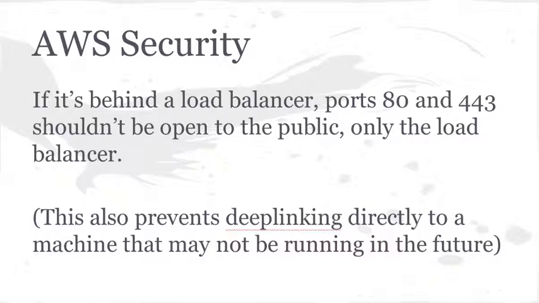One other thing here is just a common mistake that I've seen. It's not necessarily a mistake, but it's I guess a best practice. If you have a machine and it's behind a load balancer, it should not have port 80 or 443 open to the public. The only thing that needs to access that resource is the load balancer. So you should only allow inbound traffic to those ports from the load balancer, not from public. This prevents people from deep linking directly to your IP address, and it also encourages people to use the load balancer, which is what it should be used for, rather than linking directly to your EC2 instance.